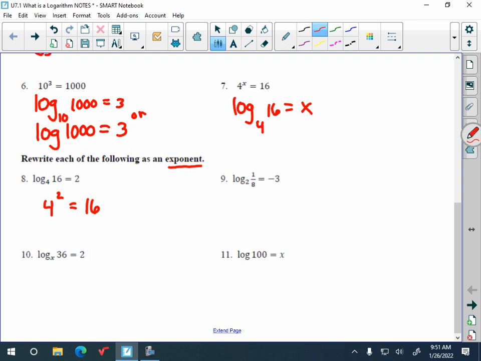All right, let's do 9. Here we have 2. We're going to raise it to the negative 3 power, equals 1 over 8. All right, and then 10, x to the second power equals 36. Then 11, since there's no base, it's automatically 10. So it's 10 to the x power equals 100.